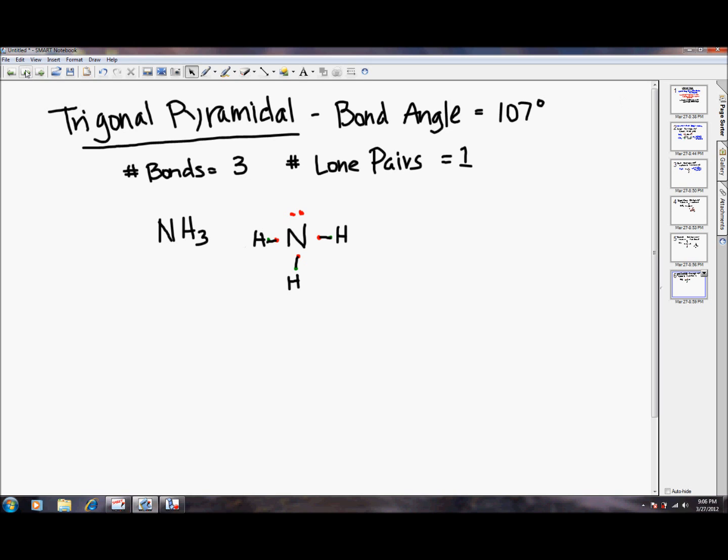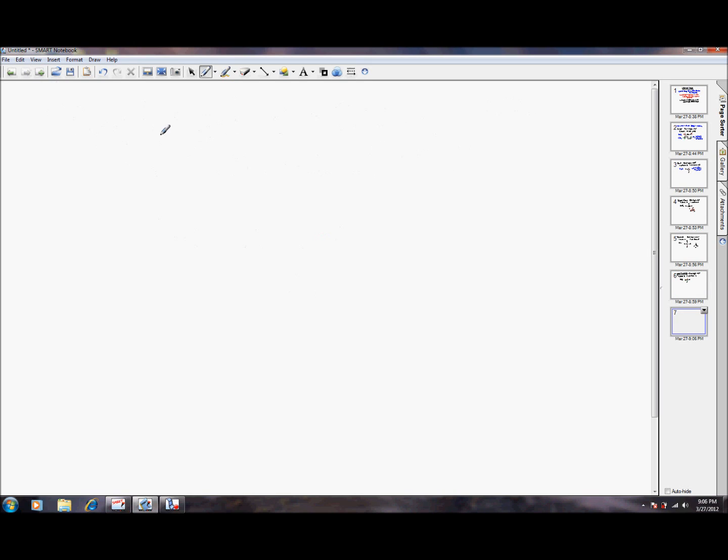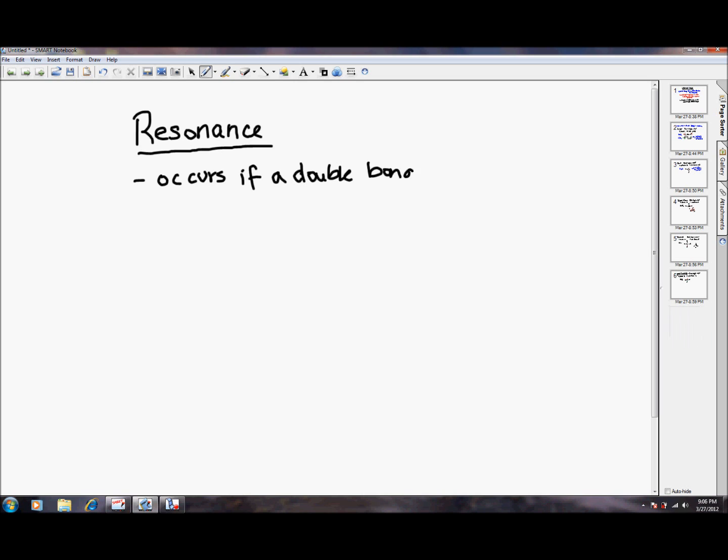Okay, the very last thing that we're going to mention in here is an important concept. It doesn't directly affect shape, but it is the last important concept in Lewis dot structures, and that is resonance. Resonance occurs if a double bond can be drawn in more than one possible location.